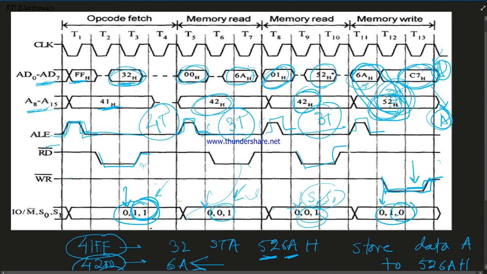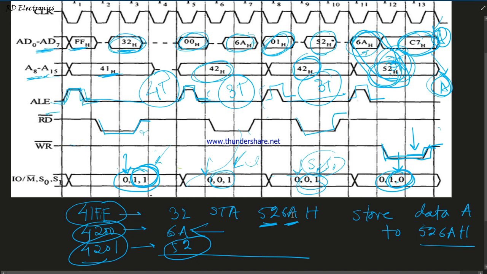And what is the meaning of this 10? The meaning of this 10 is that this is a memory write operation, not a memory read operation, because the data in the accumulator is stored in the 526A hex memory location.